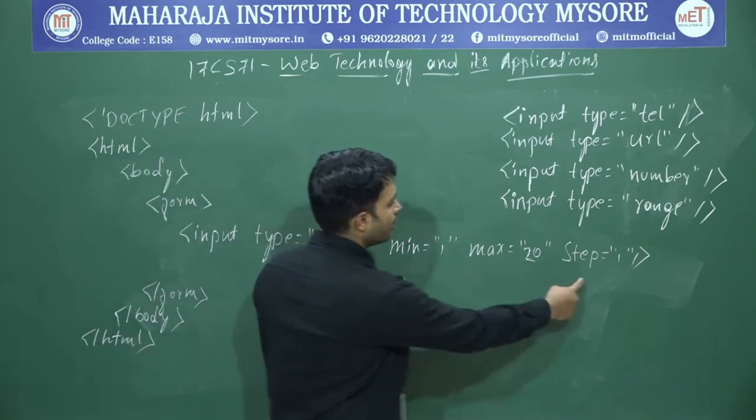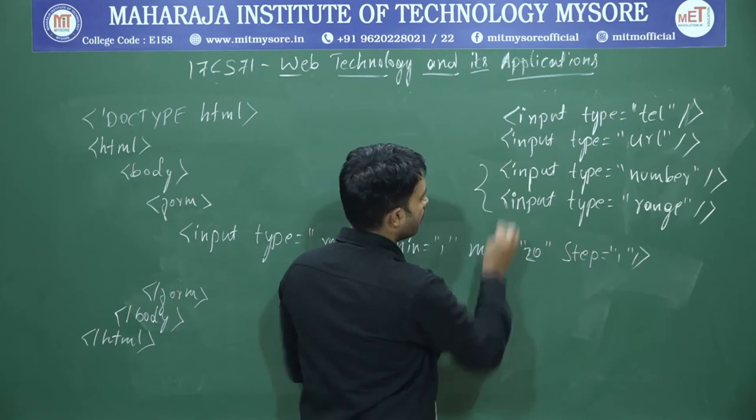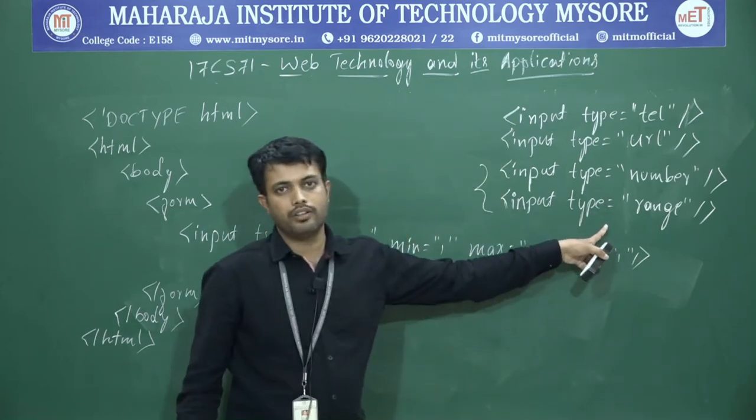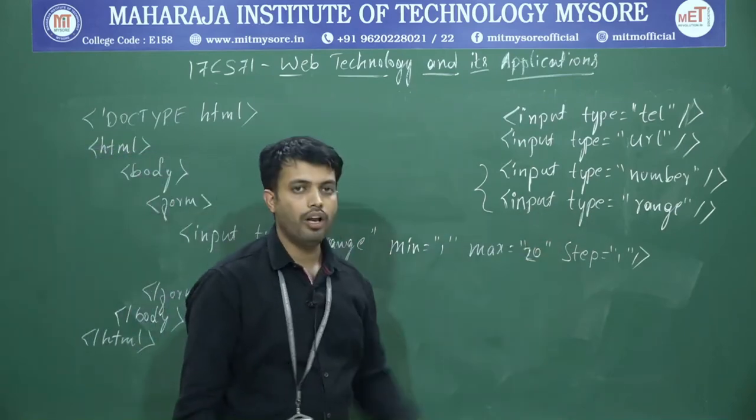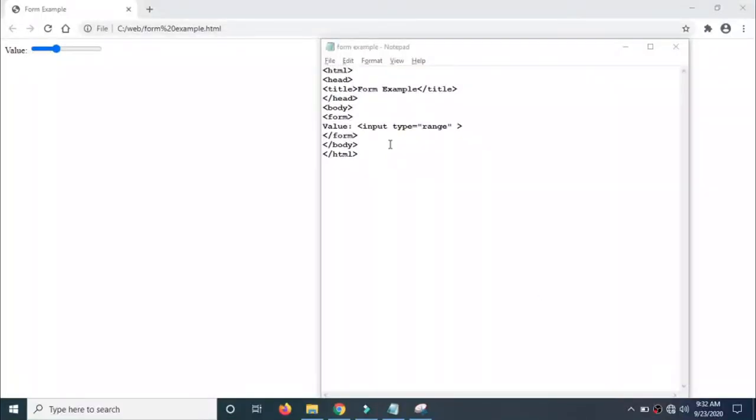We can use these attributes with the number and range control elements. Here you can see one more example of range. Here the input type is range, right? So for this form example, if I run this HTML program, you can get a screen like this, and you can see this slide bar.